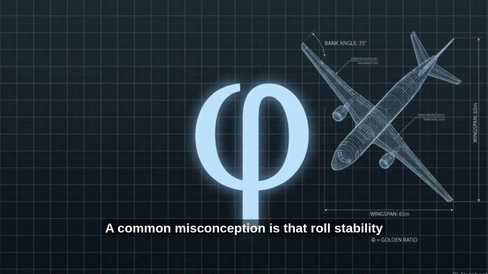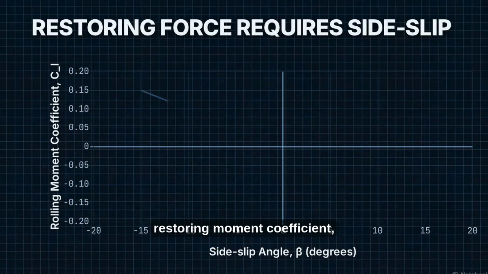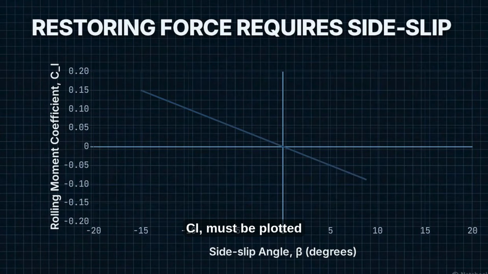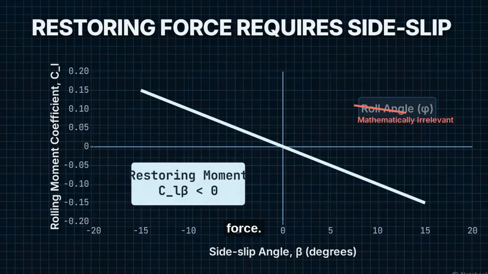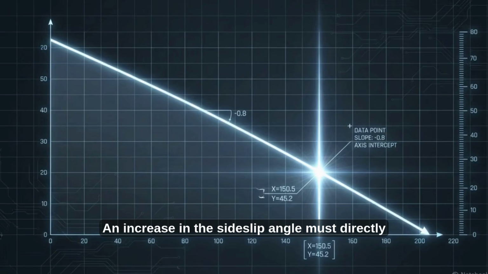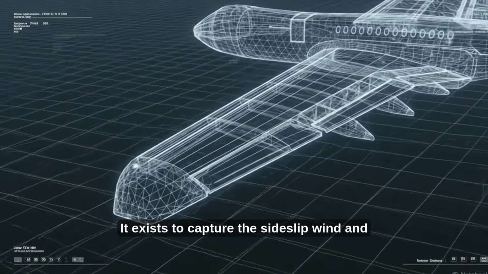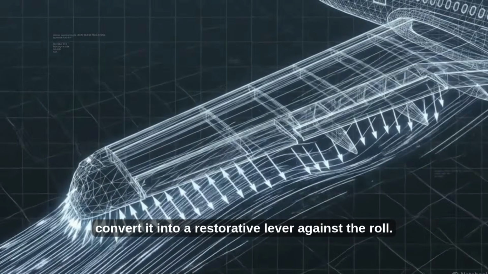A common misconception is that roll stability systems fight the roll angle itself. They do not. The strict stability criteria dictate that the restoring moment coefficient, Cl, must be plotted against the sideslip angle, beta. The roll angle, phi, is mathematically irrelevant to the actual restoring force. For stability, the sign convention requires Cl beta to be negative. An increase in the sideslip angle must directly yield a counteracting rolling moment. Dihedral is simply a geometric tool. It exists to capture the sideslip wind and convert it into a restorative lever against the roll.